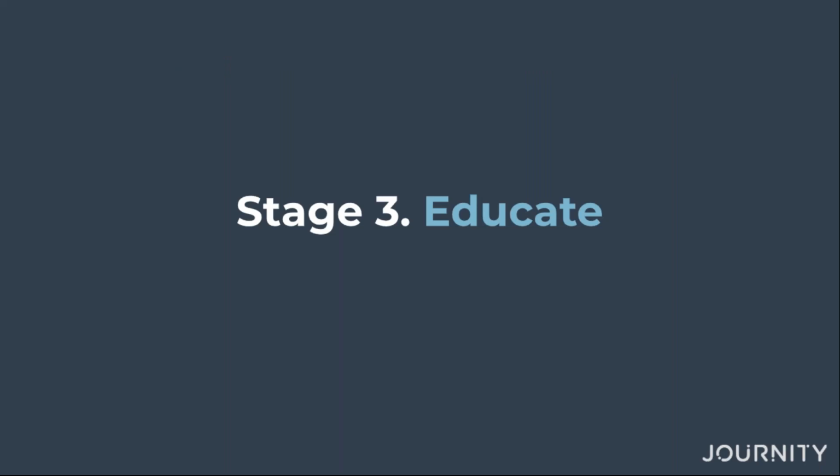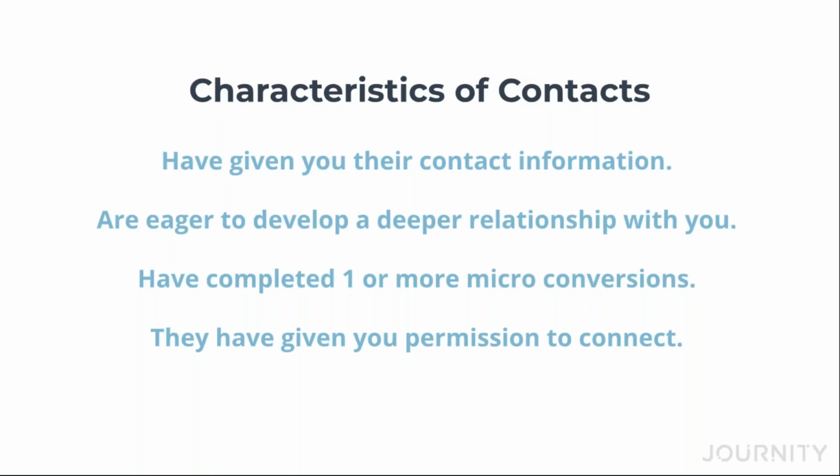The third stage is to educate. So now you have people who've given you their contact information, they've given you permission to actually reach out, and they're eager to develop a deeper relationship. This is an important step, because so many times people say, oh, I like that organization, I like what they're doing in our neighborhood, but I don't know how to get involved. So this is your opportunity to actually guide them, educate them on the opportunity, on the available ways that they can get involved, and guide them to the most meaningful places for you and for them.